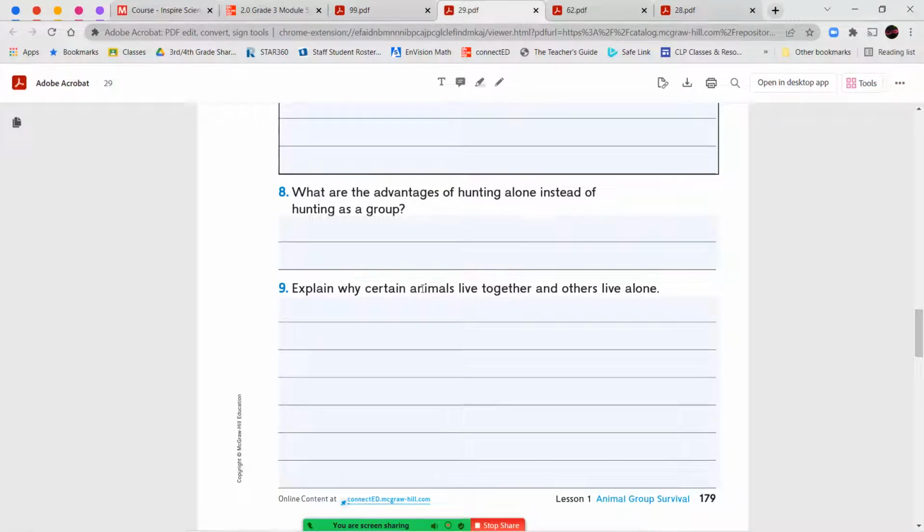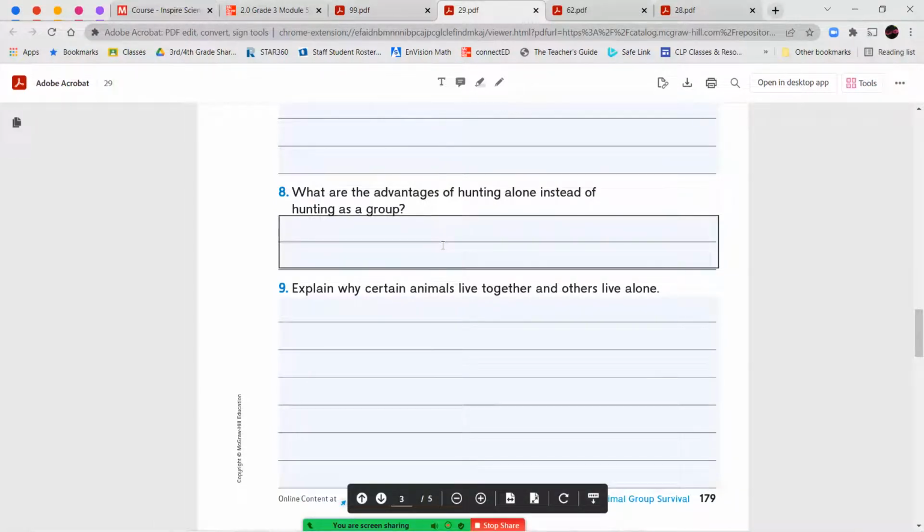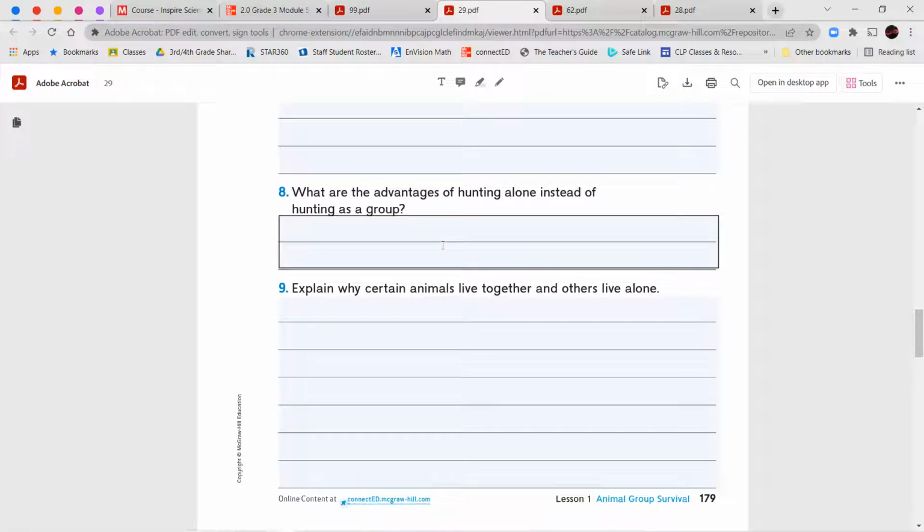Number 8, what are advantages of hunting alone instead of hunting as a group? So you can go back and read about the tiger. That gave a lot of important information for this section. And number 9, explain why certain animals live together and certain animals live alone. And again, you have plenty of lines here, so you have a lot of room to add detail and use complete sentences.